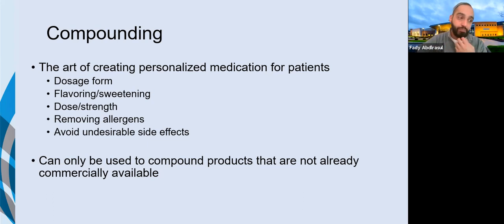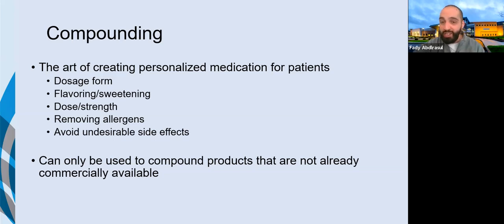So maybe there's a certain medication that only comes in 10 milligram tablets and 20 milligram tablets. Well, this patient needs 17.5 milligrams for it to work exactly how it should work and hopefully avoid any side effects. And that's what compounding pharmacists do. They make medications personalized for patients, whether that be certain doses or strengths of a medication, certain dosage forms of the medication, flavoring or sweetening, maybe removing allergens.